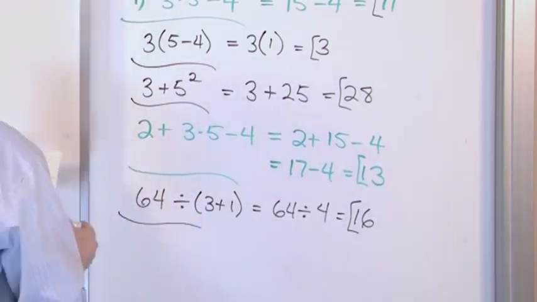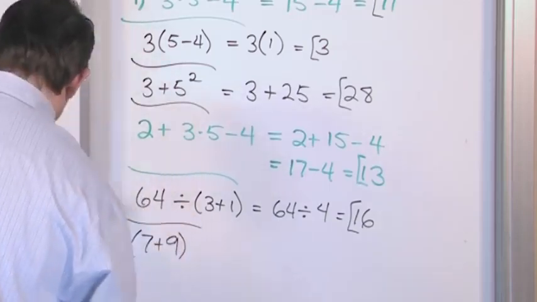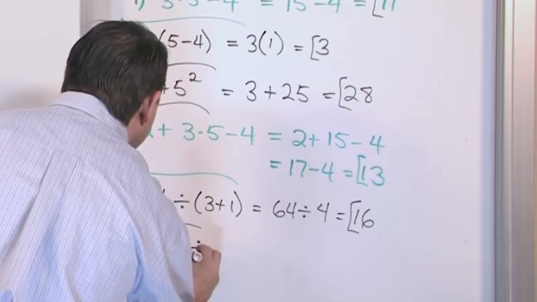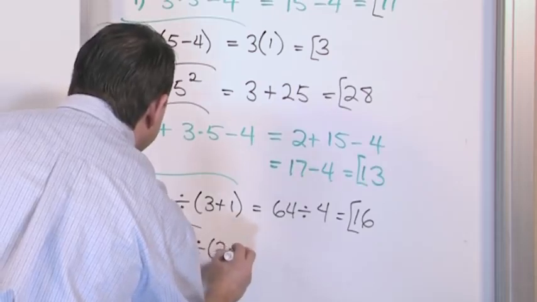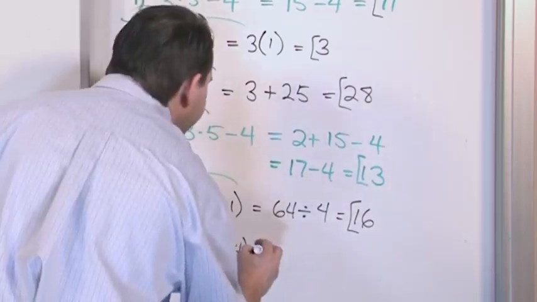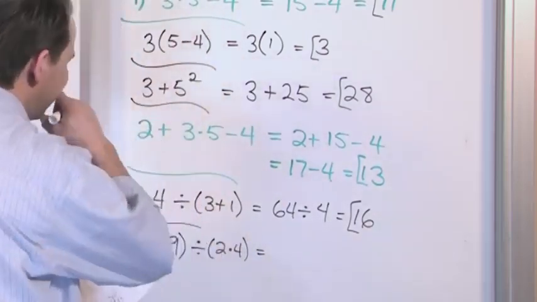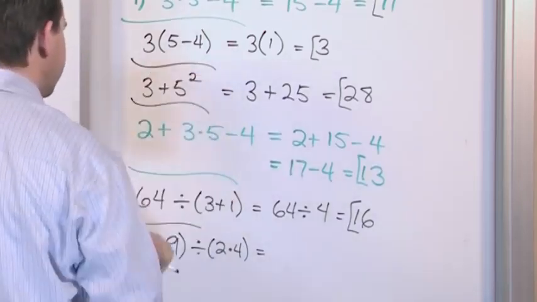All right, we'll do one more on this board. We'll have (7 + 9) divided by (2 times 4). So we notice we have lots of parentheses here. We can do the parentheses kind of in parallel if we want. We can do this parenthesis and this parenthesis in the same step. We just need to make sure that they're done at the top of the list.